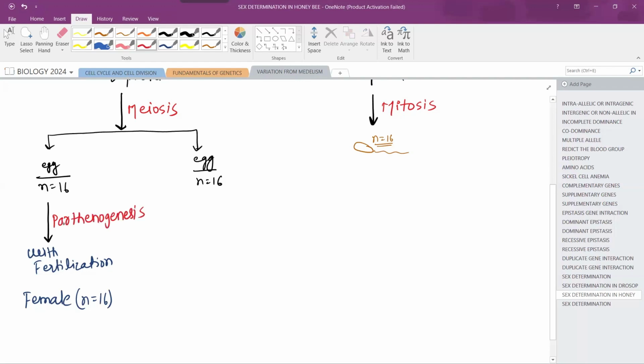Parthenogenesis. Have you ever heard about that? No. So this is your homework, to make a note about this topic. That is parthenogenesis. And this female bee is called a worker bee. Any problem? No.